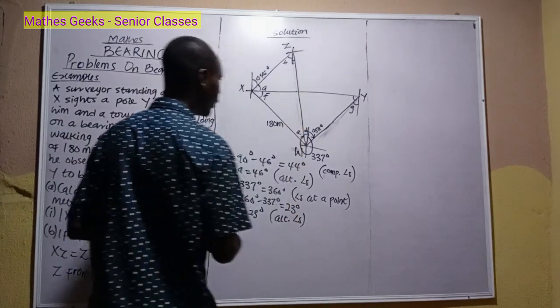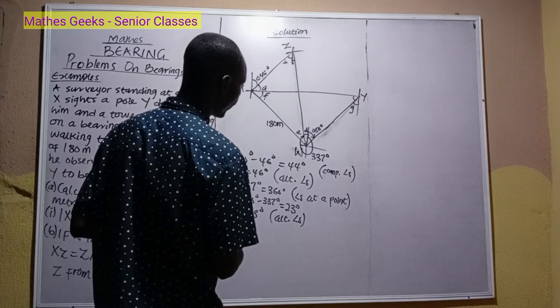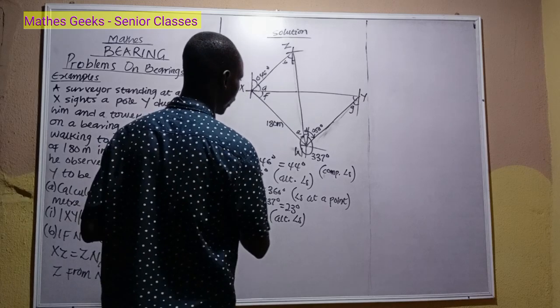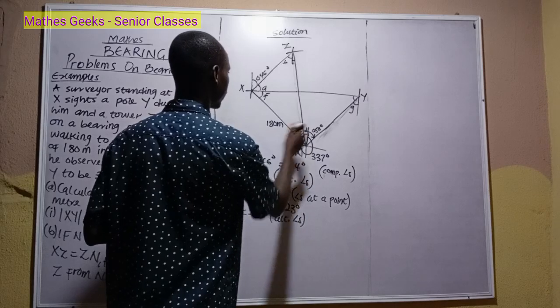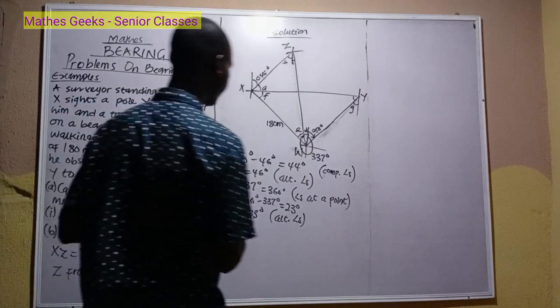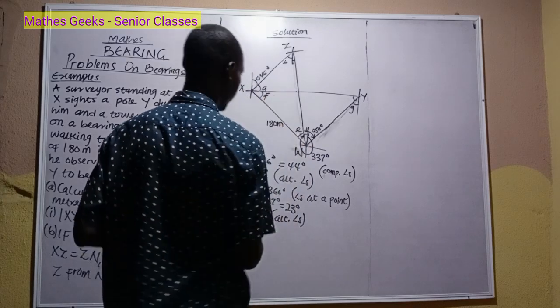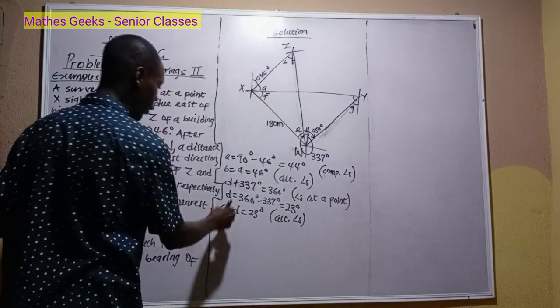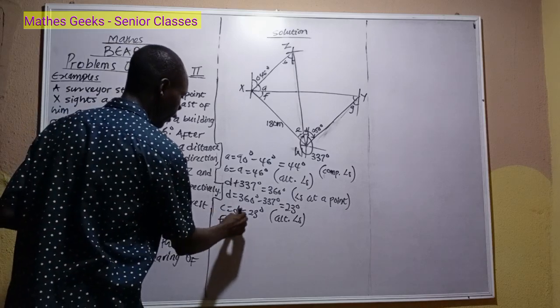So let's get E. For us to get E, how do we get it? We get E from, so let's get F first. Let's get our F first of all. F is gotten from, F is 45 degrees.